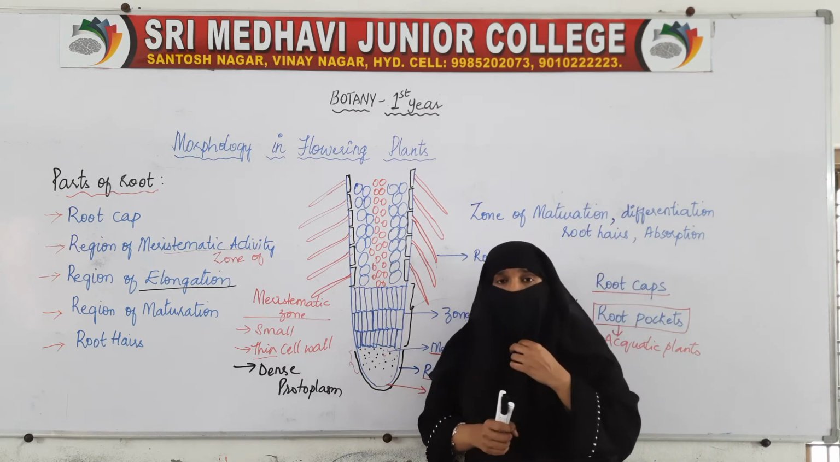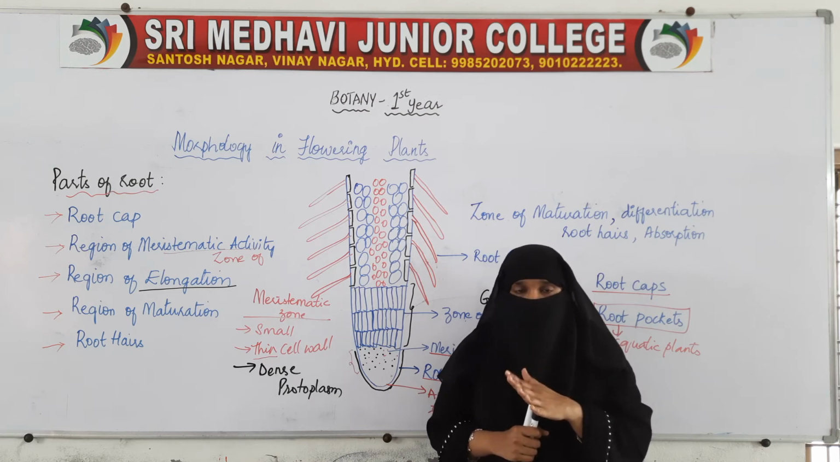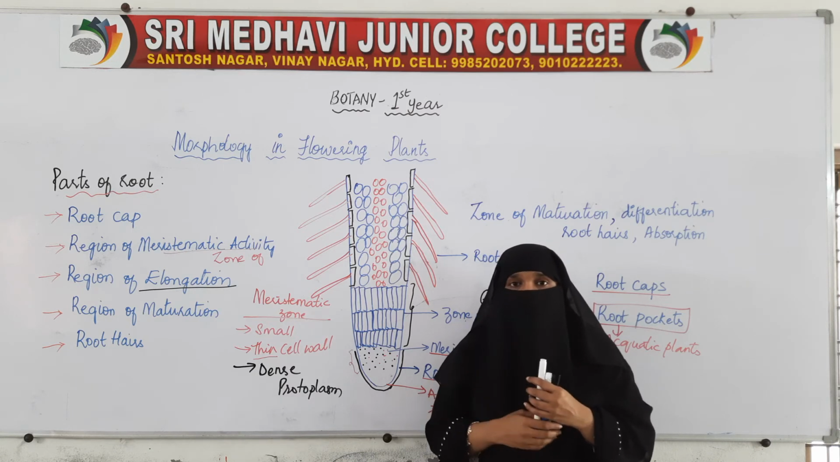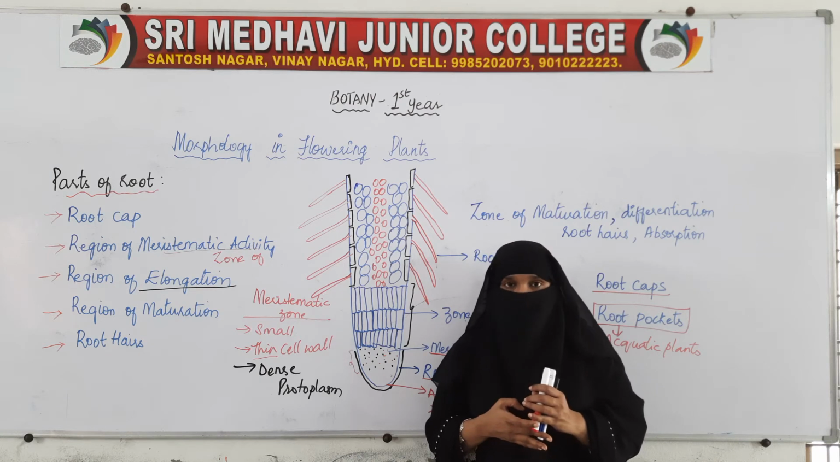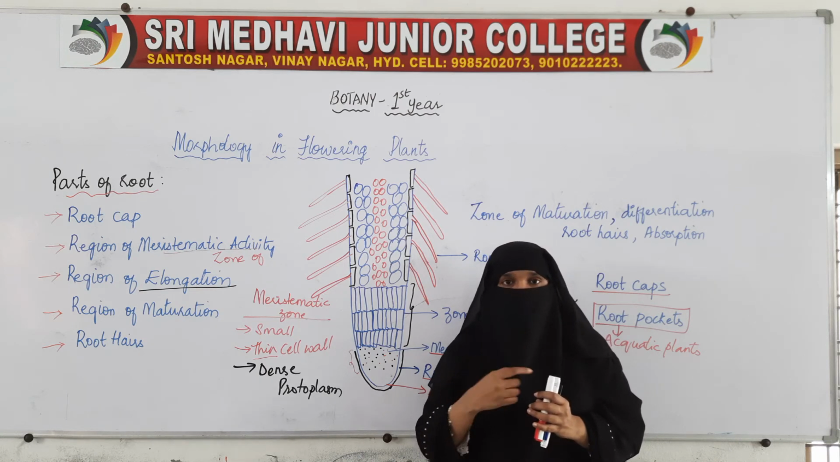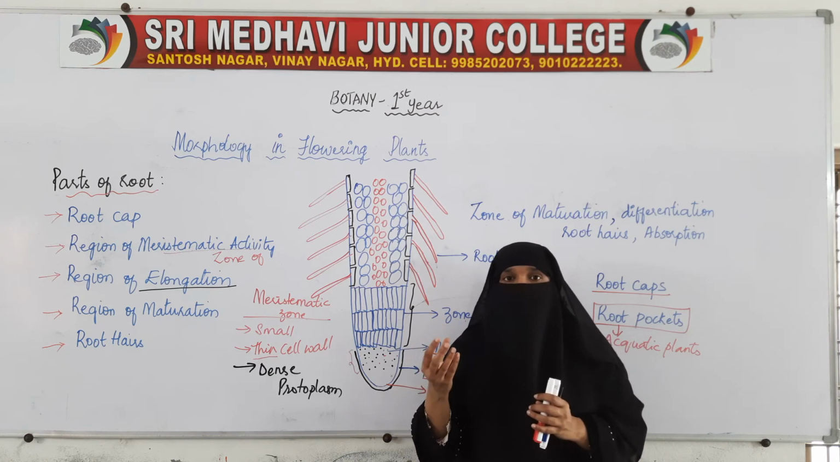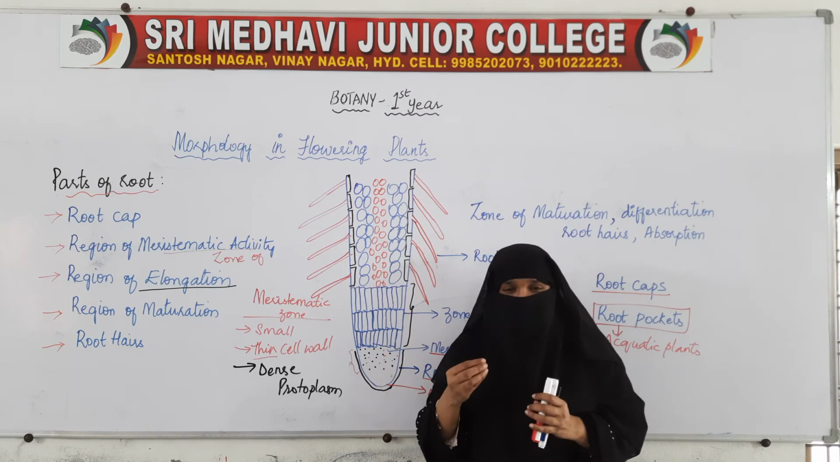The cells in this region will be continuously growing, and they will differentiate. After differentiation, they will grow according to the function they are given. If they are given the function of forming tracheids, a cell which is present in xylem, what happens? The protoplasm will become less. The protoplasm will be decreased.